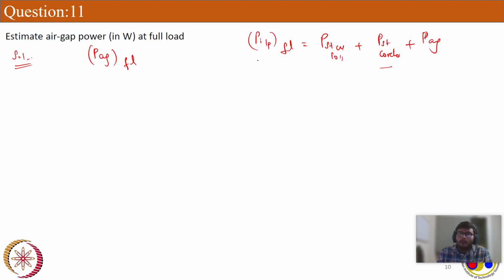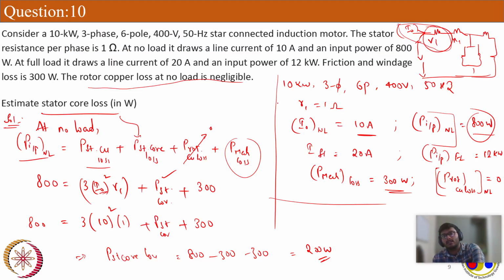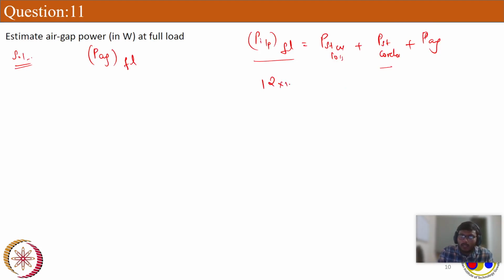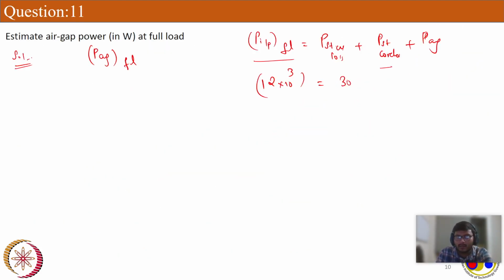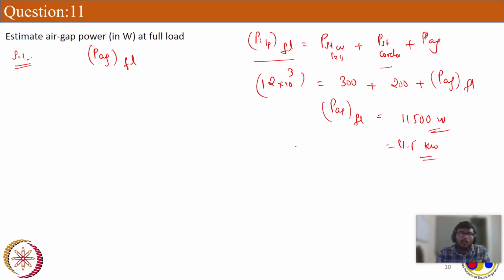Now, what is the input power at full load? We are given that in the data. The input power at full load is 12 kilowatt. So 12 kilowatt is equal to stator copper loss, which we just calculated here. Stator copper loss is 3 I square R, right? 300. How much is stator core loss? We just calculated 200, plus air gap power at full load. Now your air gap power at full load is equal to 12,000 minus 500. So how much is it? 11,500, or 11.5 kilowatt. That is your air gap power at full load.